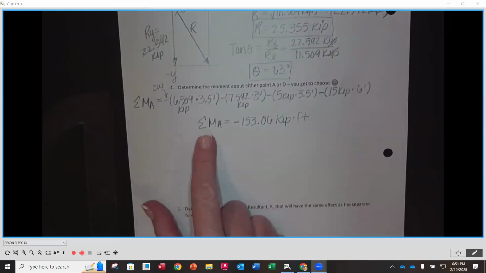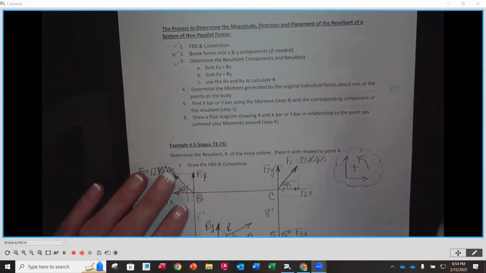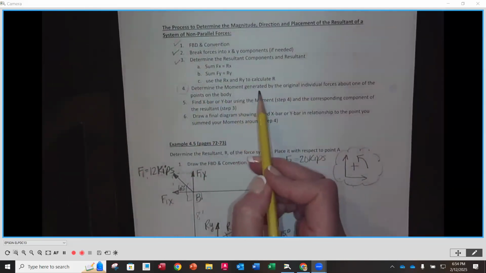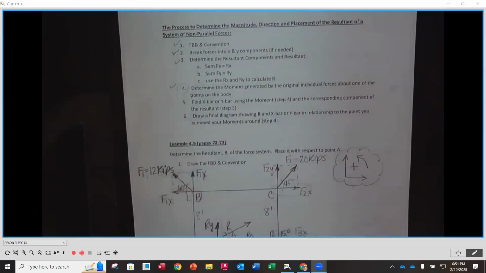All right. Now, this is the total moment. So if I go back to my procedure, last step. Too many pieces of paper. Here it is. Okay. We determine the moment generated by those individual forces.